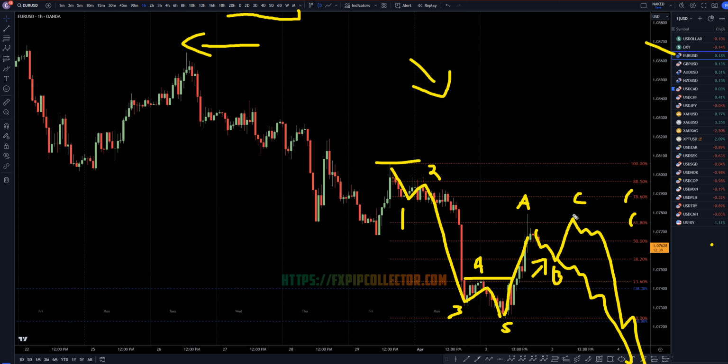I'm looking for 3 waves up, A, B, C, Fibonacci bounce, engulfing move to the downside to go short for the continuation of this downtrend.